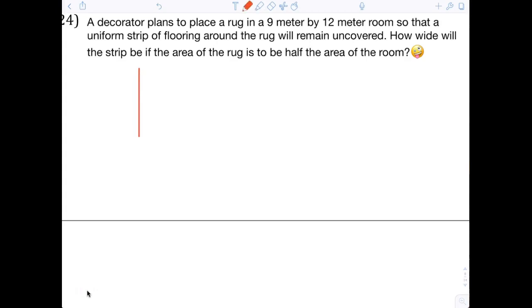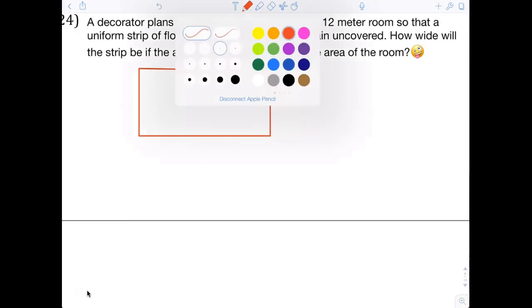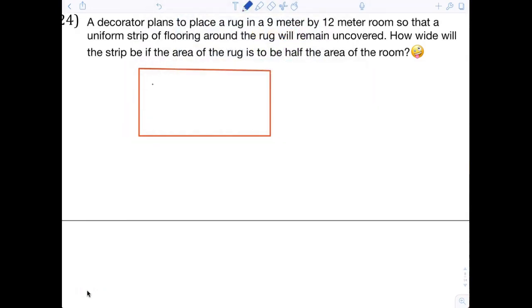Here is my room. And now I'm going to put a rug in the middle of the room. Now I'm going to try to make the rug so that it has a uniform width. See if you understand what I'm saying. So now my rug is in the center of the room and has a uniform width. All right. What does that mean? First of all, we know this is a 9 by 12, correct? That's my rug.